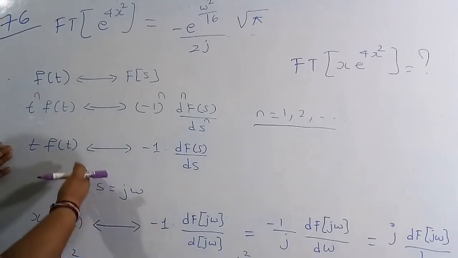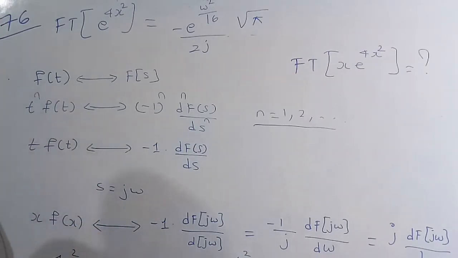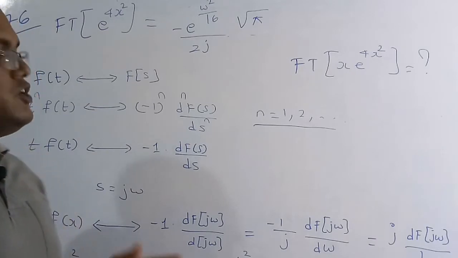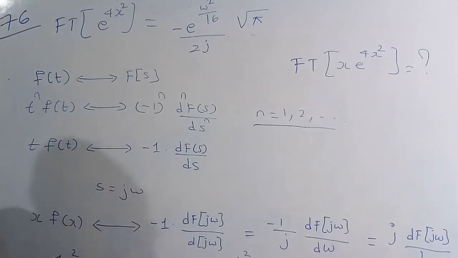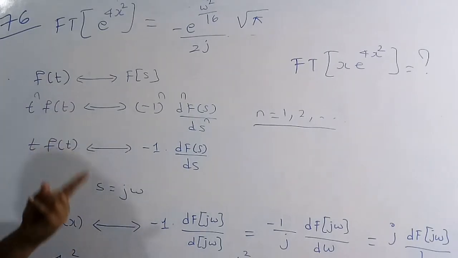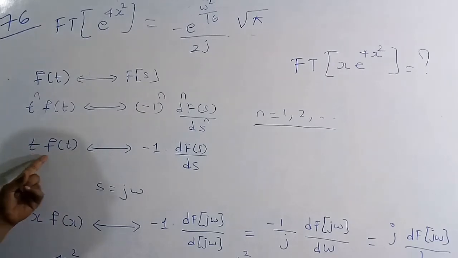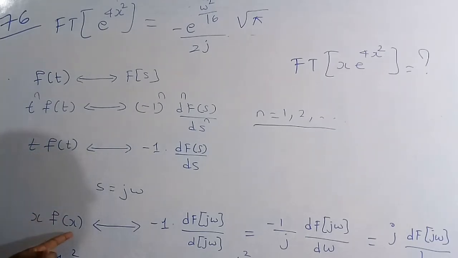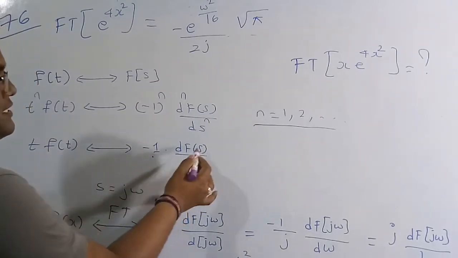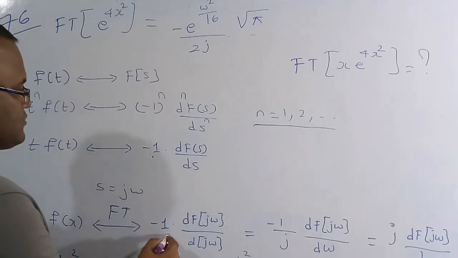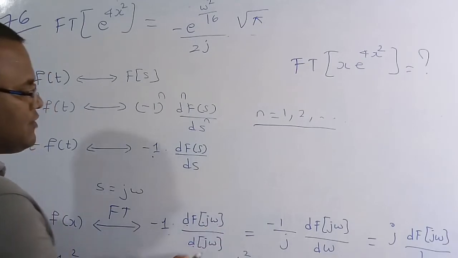Suppose you want to convert to the Fourier transform, just replace s with j omega, that's it. In the Laplace transform, if you replace s with j omega, we get the corresponding Fourier transform. Here we are using the variable x but not t, so replace t by x. So x into f of x has a Fourier transform equal to the same thing, minus 1, just replacing s by j omega: minus 1 into d of f of j omega by d of j omega.